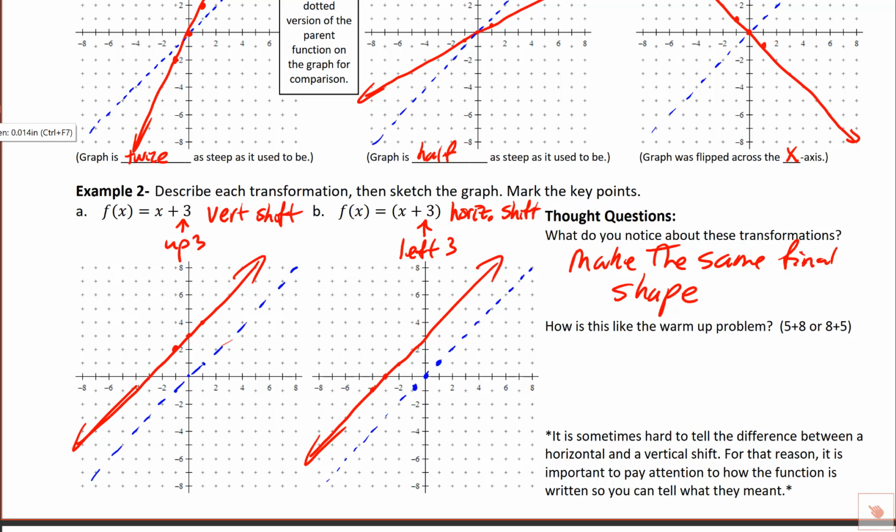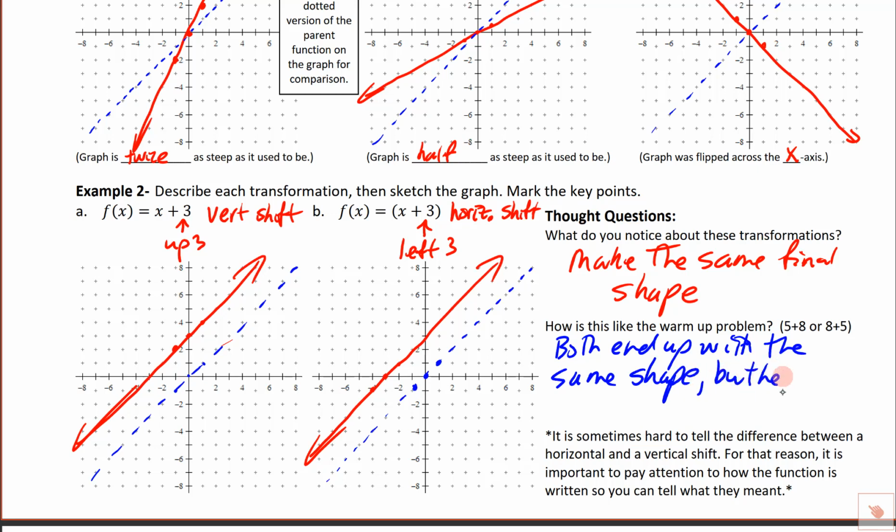So I'm going to go ahead and write down, well, both end up with the same shape, the same shape, but they arrived there differently. So we'll say they got there differently. And that is totally okay. It's okay if we end up with the same shape as long as we follow what they meant. So again, it's better off to go with what they meant.